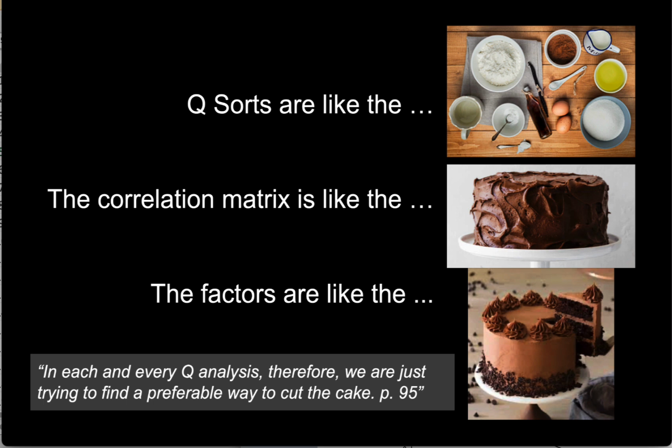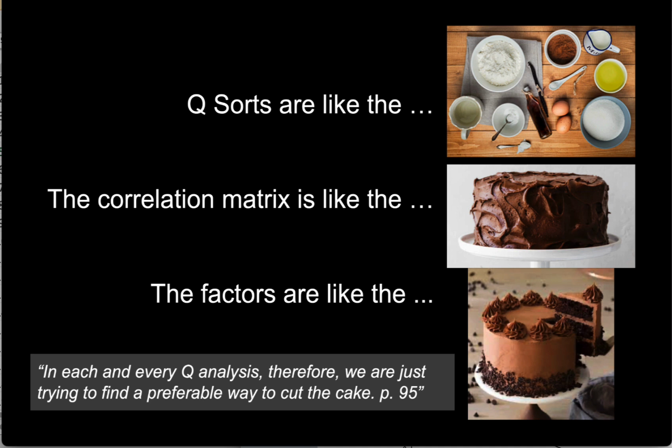I am always a sucker for good analogies and good metaphors, and the Watson Stenner book really has, I think, a really good analogy: doing a factor analysis is like baking a cake and trying to decide how to cut the cake. Using their analogy, Q sorts are like the ingredients for the cake. The correlation matrix is the cake. And again, the factors are the slices of the cake.